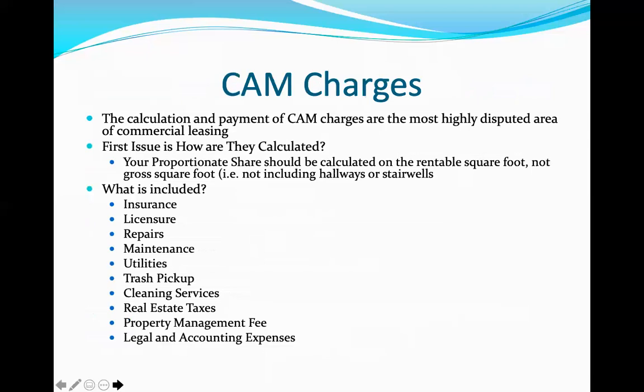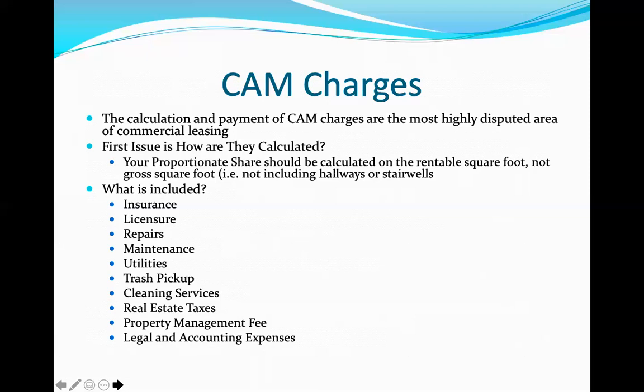So now we're going to shift gears and go into detail on what CAM charges are, because one of the things you want to ask yourself is not only what the monthly rent is for the use of your particular space, you also want to know what the common area charges are. That's what CAM means. And oftentimes these are very highly disputed. Generally, when you're calculating CAM, you get a proportionate share of what the total building charges, the total mall charges, or the complex charges are.